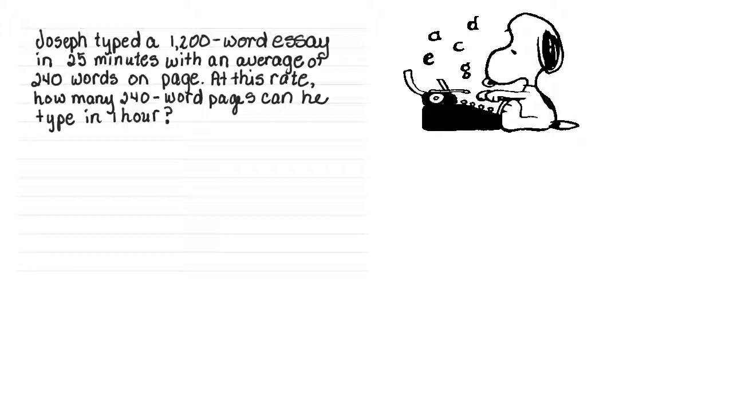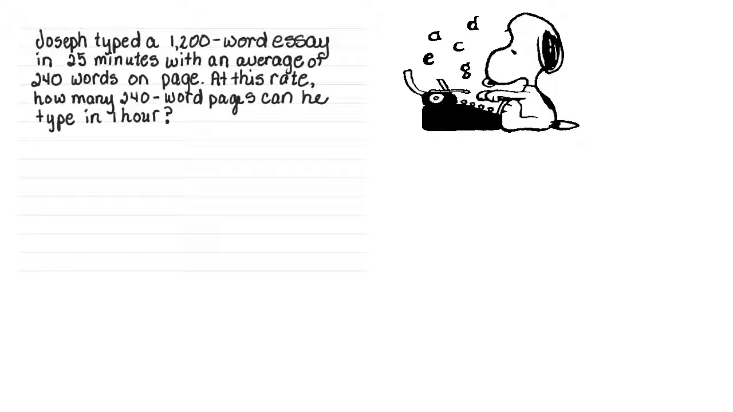All right. So let's talk about Joseph, and he typed a 1,200-word essay in 25 minutes with an average of 240 words on a page. At this rate, how many 240-word pages can he type in 1 hour? This is going to go along a little bit with the plumber. Become the person, type the page, figure out what's happening here.